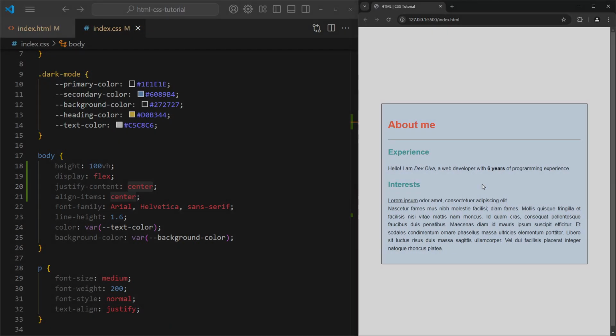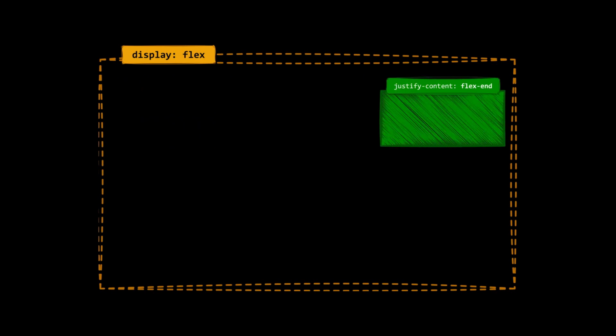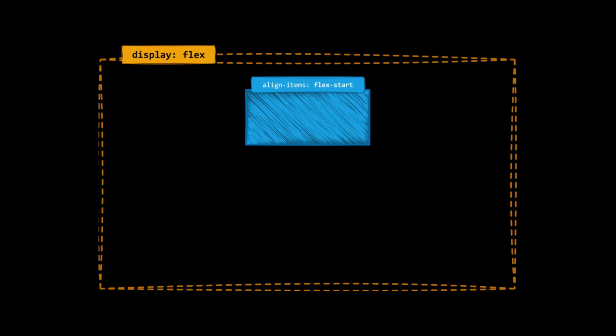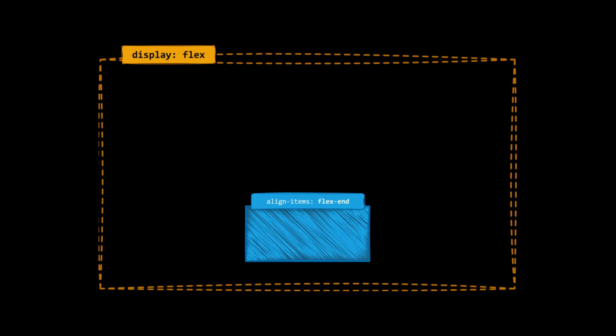For now, remember this. Flexbox is a CSS layout system that allows you to align elements within a container. Use display flex to turn an element into a flex container. Use justify-content to align items horizontally: flex-start, center, or flex-end. Use align-items to align items vertically: flex-start, center, or flex-end.